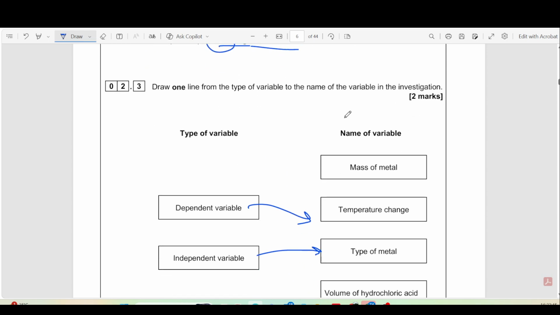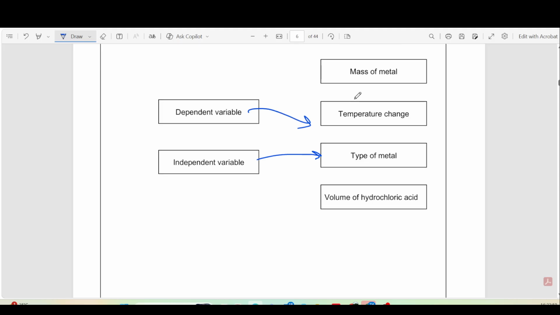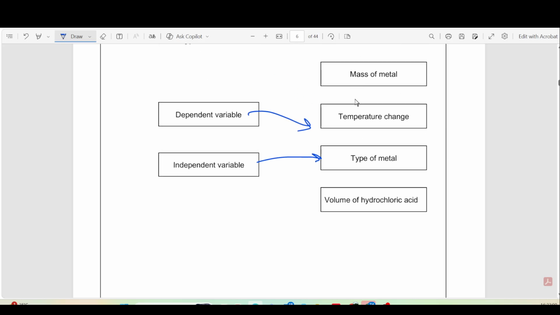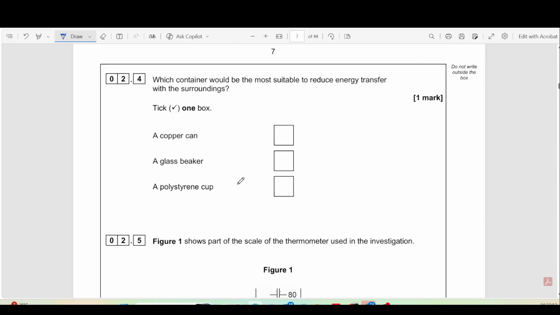So what is dependent and independent variable? Just to give you more idea, independent is the factor you change on purpose to see what happens. Okay. And dependent is the factor you measure to get your result. Okay. So temperature change is dependent, and independent is the factor that you change on purpose to see what happens. Now let's see the next one.